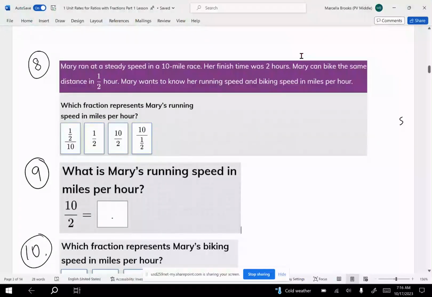All right, so we are picking up on number 8. My camera's not working, so I apologize that you can't see my face. Just know that I am smiling at you and I am proud of you.